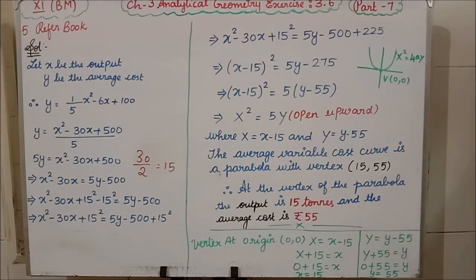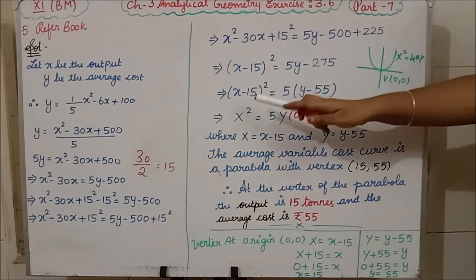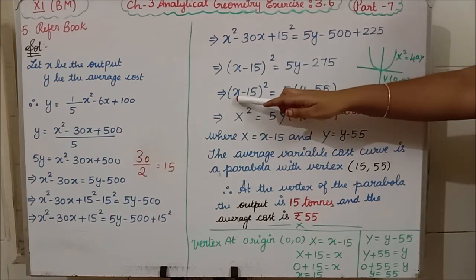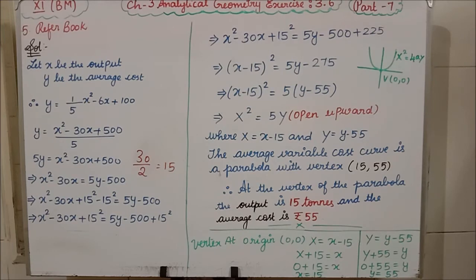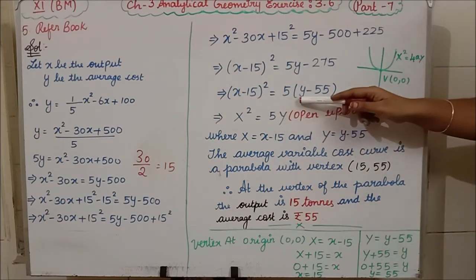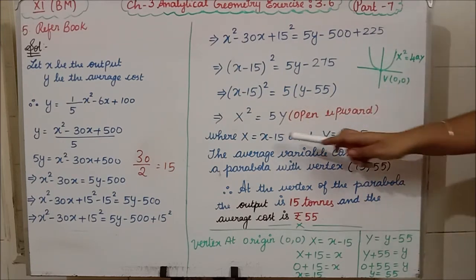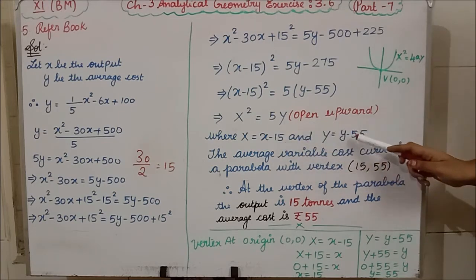Isn't it? That only they were asking first. Then afterwards they are asking the average variable cost, the average variable cost of the parabola with vertex, they were asking in the question. Isn't it? Now you see here, we are taking the full capital X as X minus 15. Similarly, the full capital Y we are taking as Y minus 55. See that only I have written here.